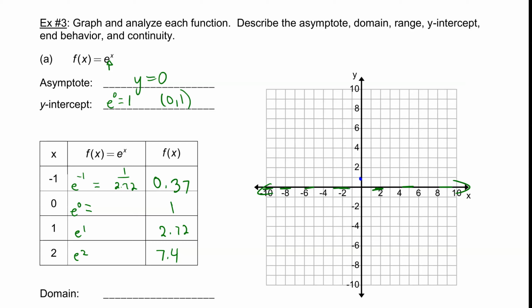I have a point at (0, 1). Point at (-1, 0.37), so it's a little less than half. And at 1, I go up to 2 and maybe 3/4 about. And then 2, 7.4, it's about right here. Something like that. So all of our growth equations roughly look the same. Don't touch and don't cross the x-axis, but that's roughly what it looks like. It's just this loop going up.